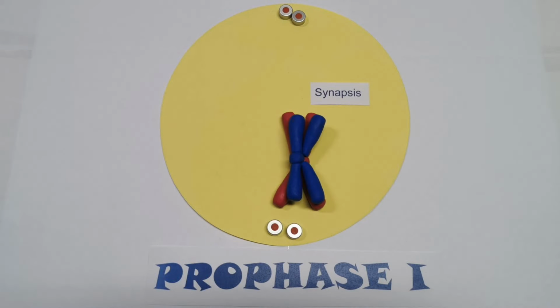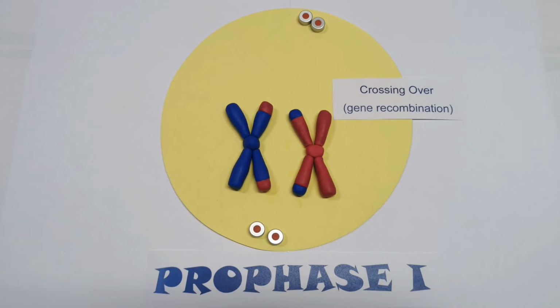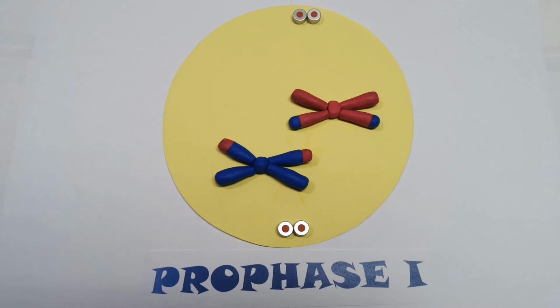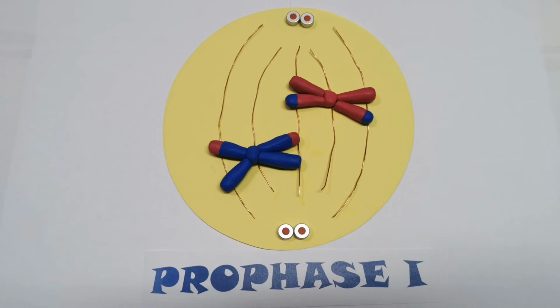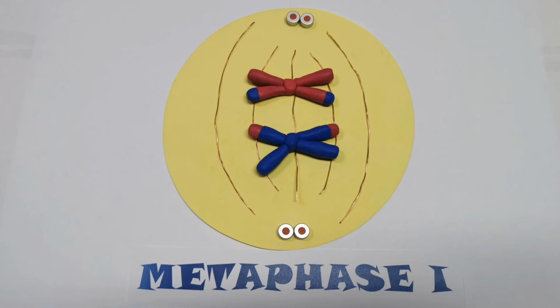Once they're paired up, they will recombine their genes by crossing over. The duplicated chromosomes are no longer identical, which creates variation and diversity in the final gametes. Spindle fibers will attach to the chromosomes, and they'll move and line up in the center during metaphase.